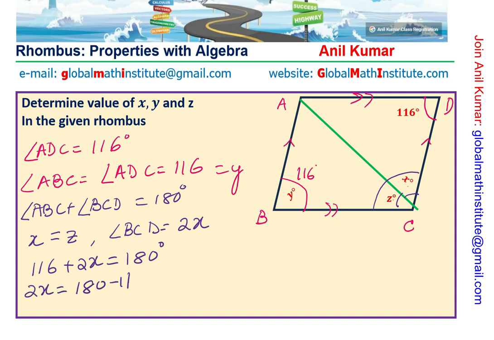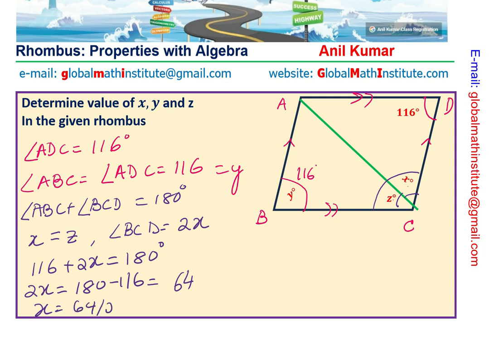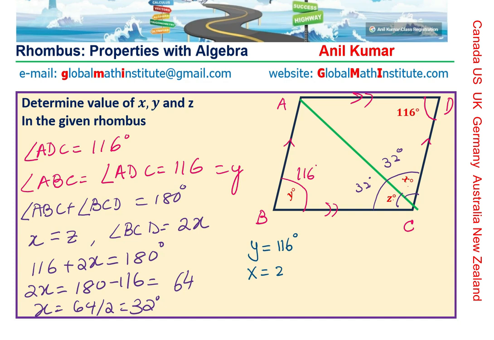So 180 minus 116 is 64. So 2x is 64, x will be 64 by 2, which is 32 degrees. So we get the angle x as 32 degrees. And since z and x both are equal, both should be 32 degrees. So we get our answer, which is y is equal to 116 degrees and x is equal to z, which is 32 degrees. So I hope that is absolutely clear, right?